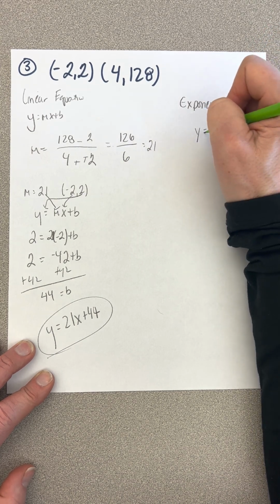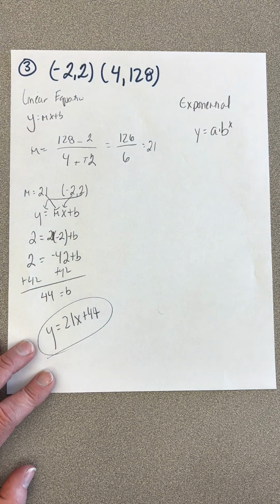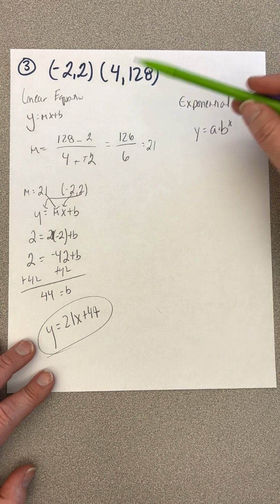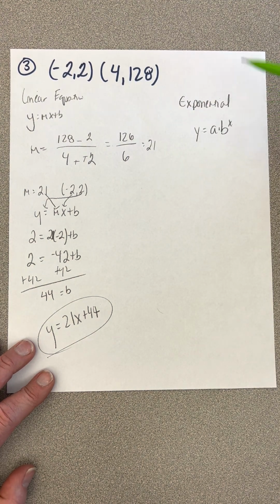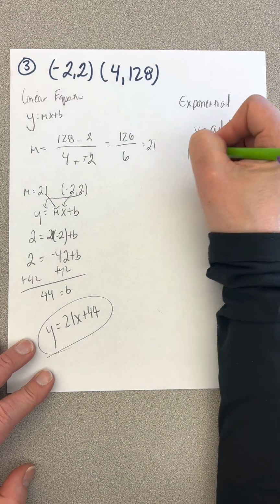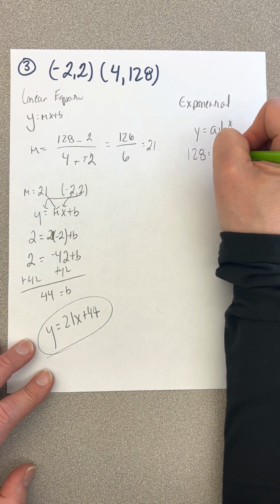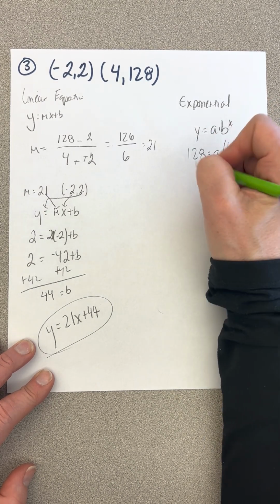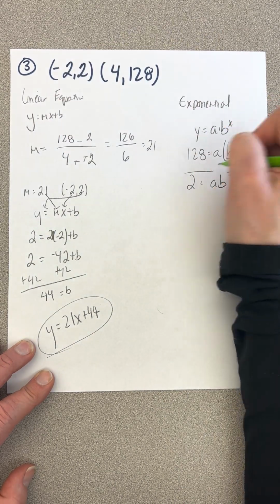Now my exponential equation is in the form y equals a times b raised to the x. So I'm going to use these points again, put numbers in for y and x. Remember, we picked the bigger x first, so that's this guy. So this is going to be 128 equals a times b to the 4th power. The second one would be 2 equals a times b, where the x is negative 2, and now we're dividing those out.